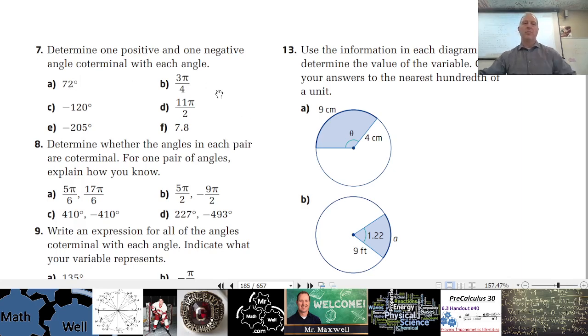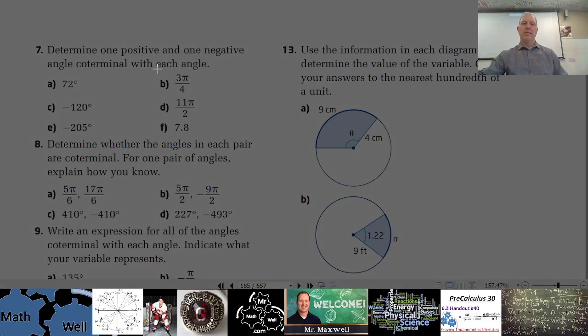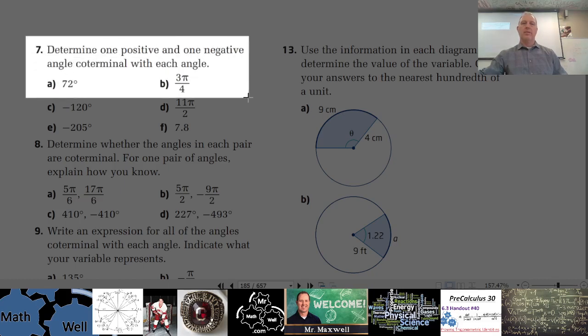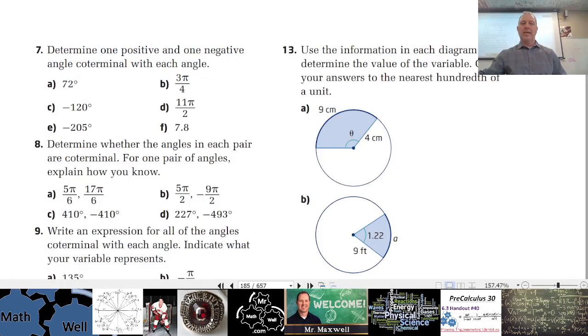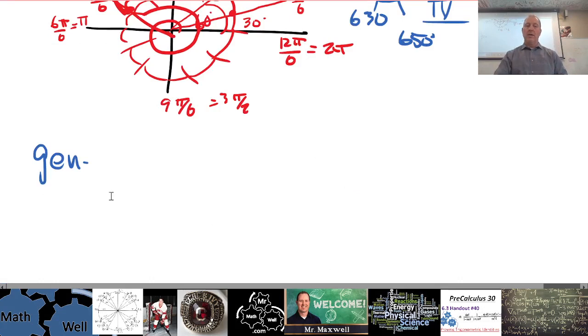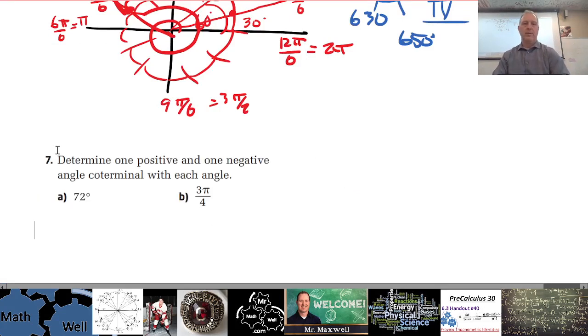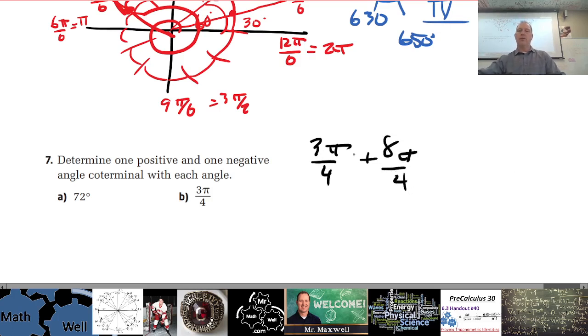How do you add 2 pi to 3/4 pi? How do you do that? Again, we're trying to focus on keeping our fractions, right? So 3 pi over 4 plus 2 pi. Well, how do I write 2 pi as a fraction? 8 pi over 4.